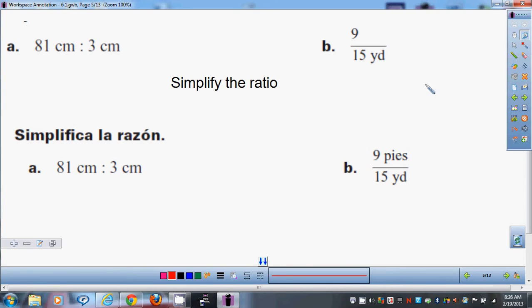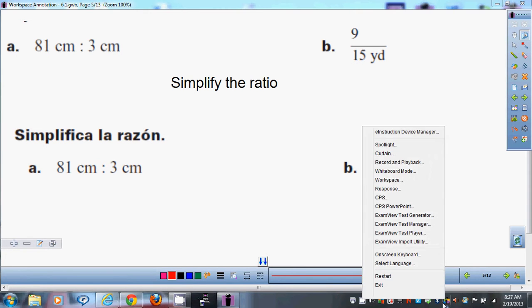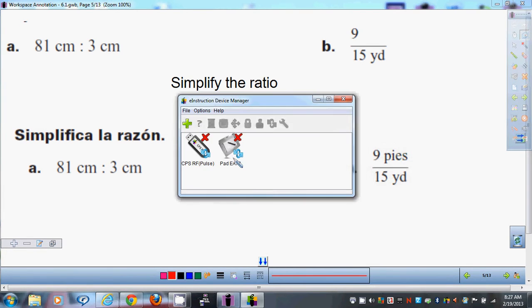Simplify the ratios. Now, before we do this, I forgot to connect my board. Before we do this, let me connect my pad. Oh, God, it's not going to work.